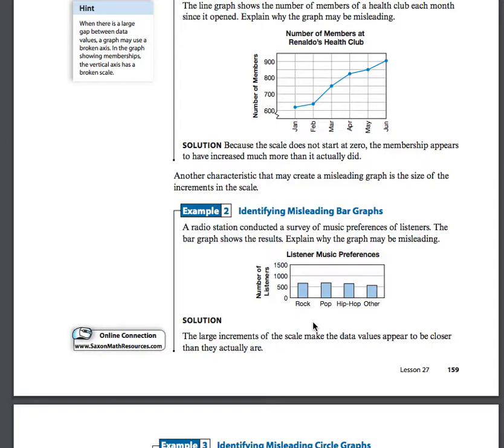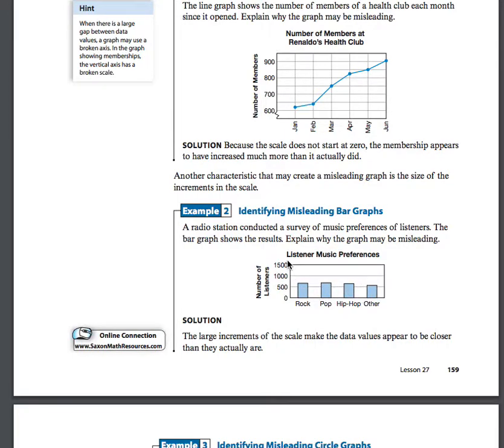Well, here's an example of that survey. It looks like they surveyed a large number of people, over 500 for each of these different groups. So 500, 1,000, 1,500, over 2,000 people were surveyed, and it looks like most of these are relatively even. Rock, pop, hip hop, and other are the different categories of the most popular music to listen to. Now, how is this misleading? They all look like they're about the same.